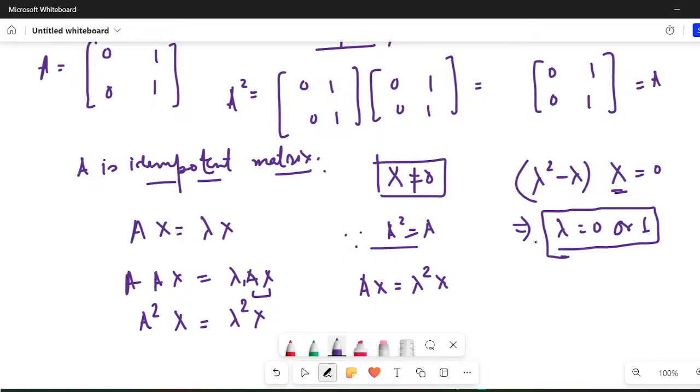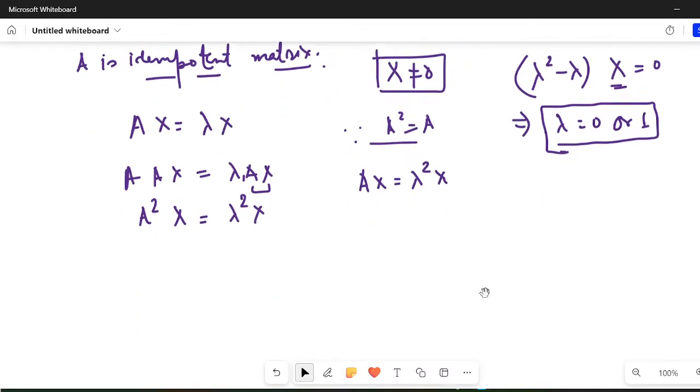Okay, so I hope it is clear. So this was regarding idempotent matrix. Now think about nilpotent matrix.